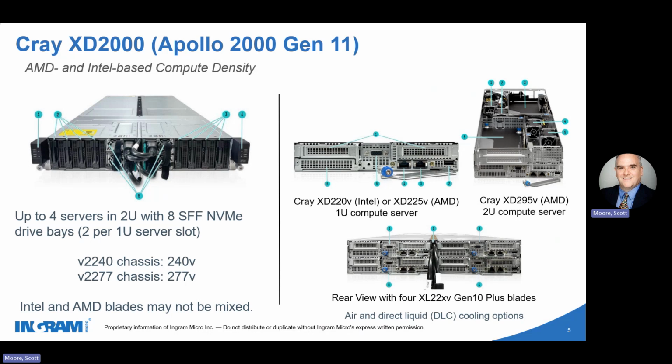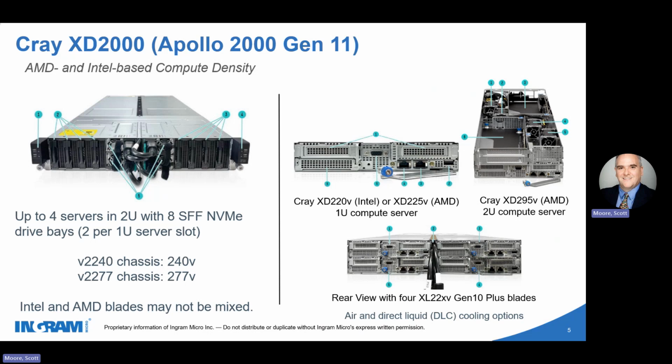So the V2240 chassis is powered by 240 volts AC. The V2277 chassis is supported by 277 volts. So the last 3 digits of the chassis name is essentially the AC voltage intended to be used with it.